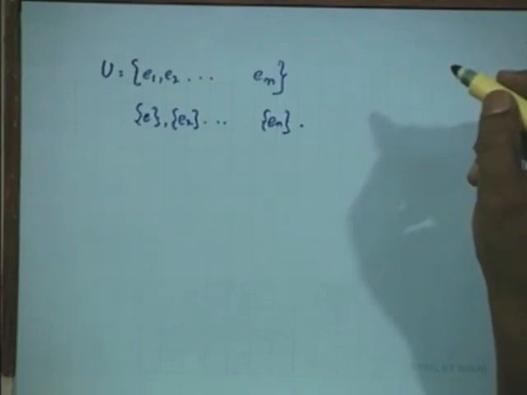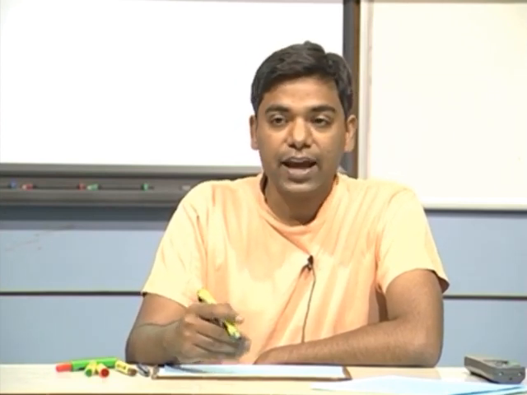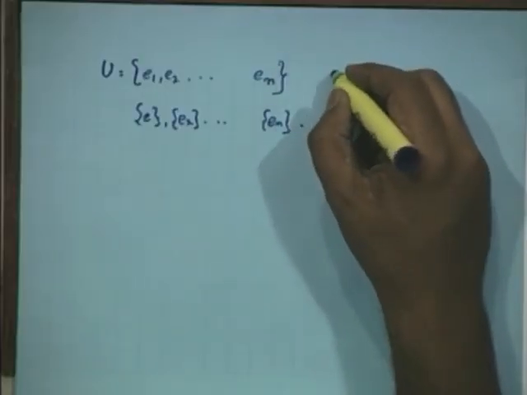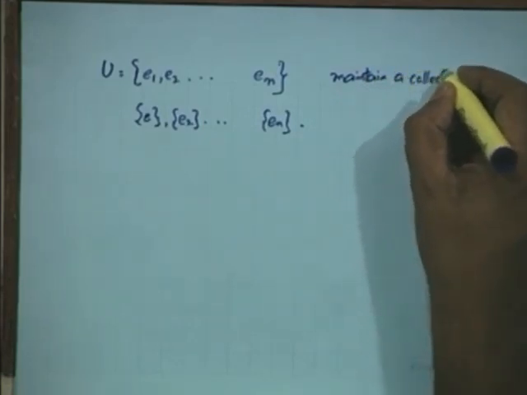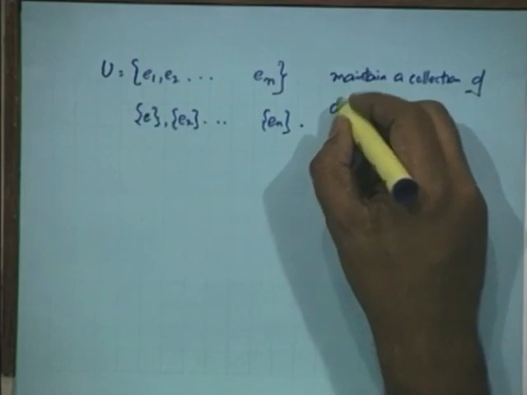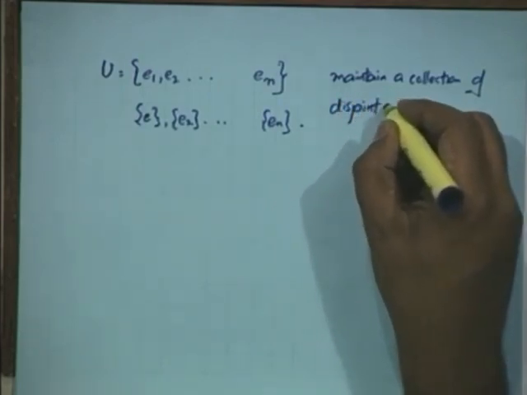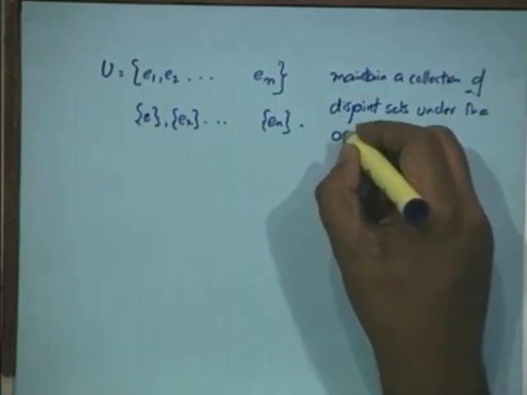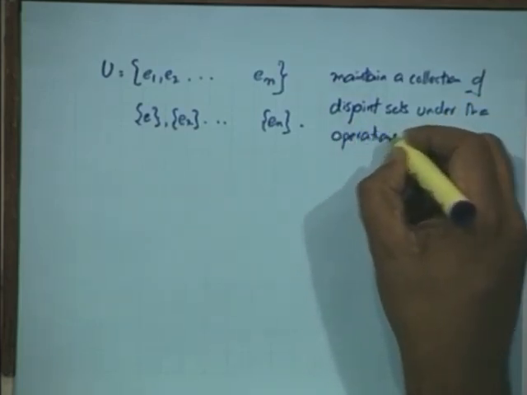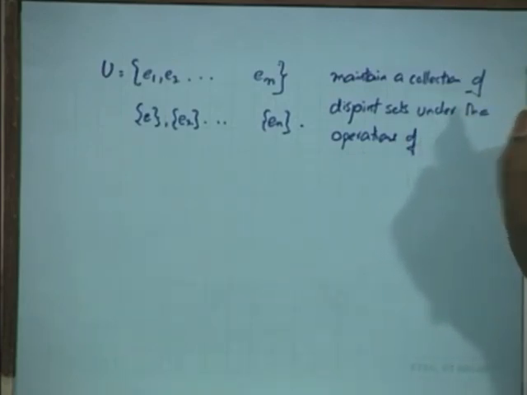Right? Now, the following operation, so this is a collection of disjoint sets that I have. Right? Initially, I have a collection of disjoint sets. At each stage, I am going to have a collection of disjoint sets. So, what we are trying to do is to maintain a collection of disjoint sets under the operations of, let us see what are the operations we are going to be doing on these disjoint sets, right.